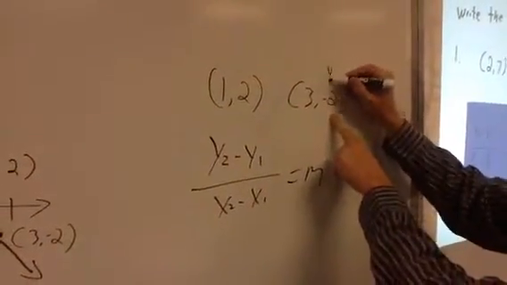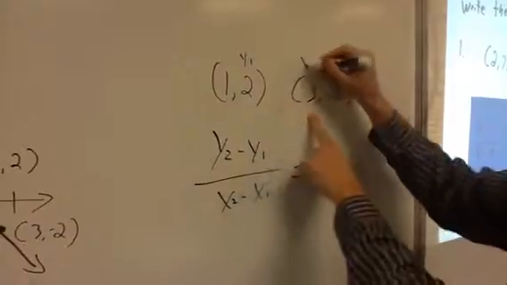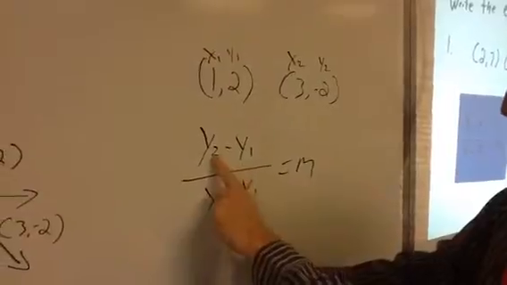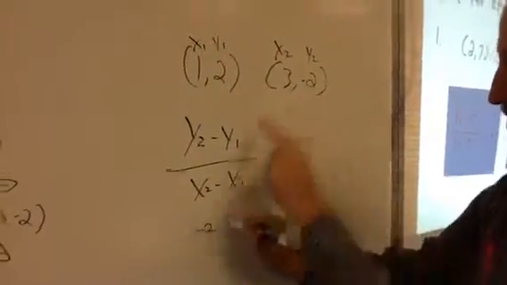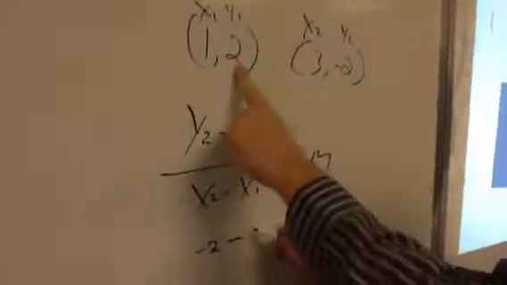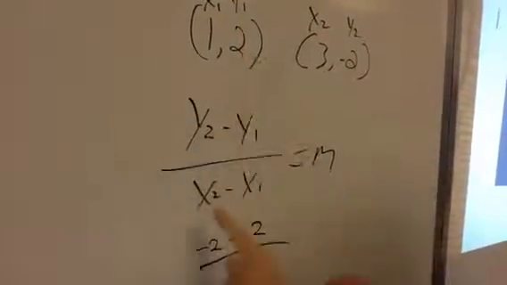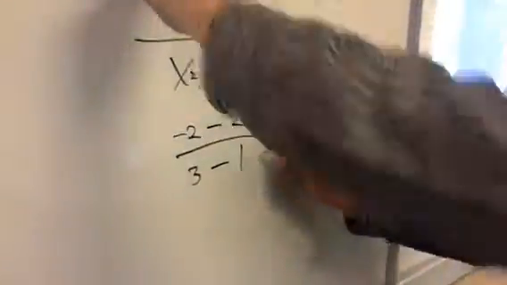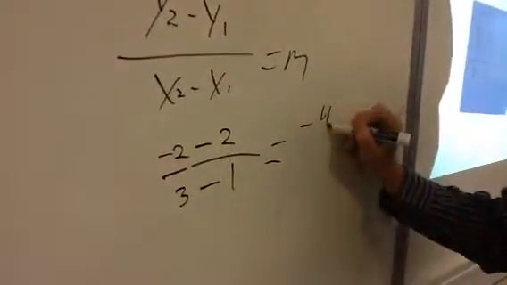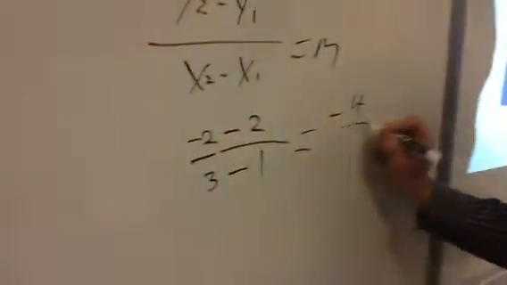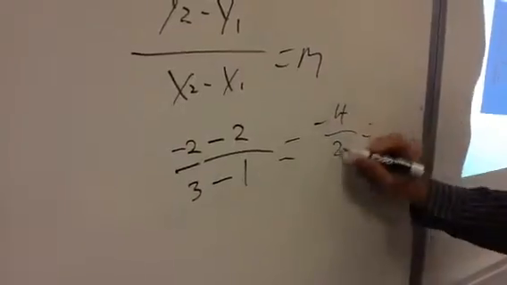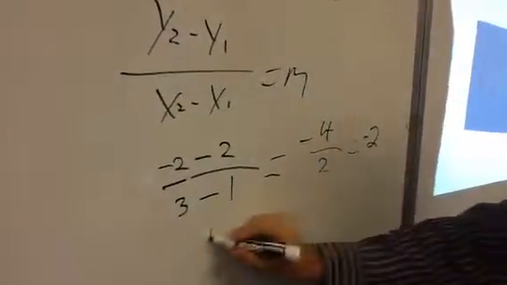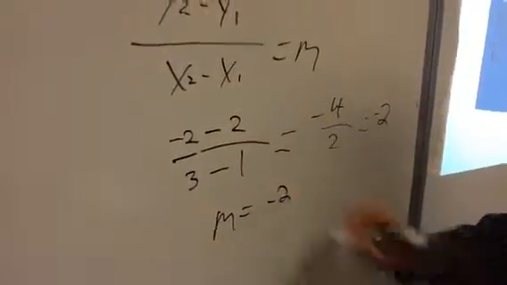I'm going to choose this to be my y2, this will be my y1, this will be my x2, this will be my x1, and then we'll just write it underneath. So y2 is a negative 2 minus y1 will be a 2 over my x2 will be a 3 minus my x1 will be a 1. Negative 2 minus 2 is a negative 4. A 3 minus 1 will be a 2. Now this one can be simplified because 2 goes into negative 4 2 times. So m equals negative 2.